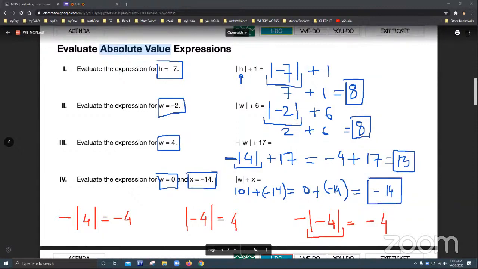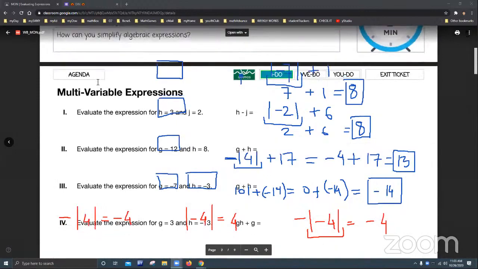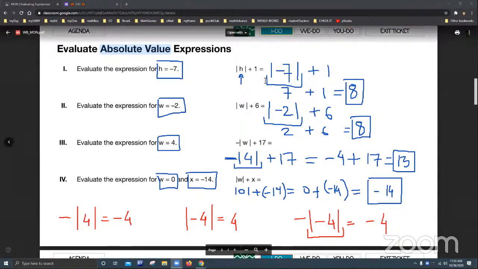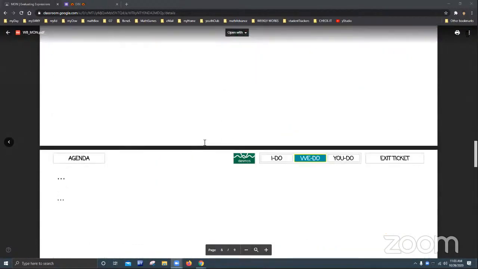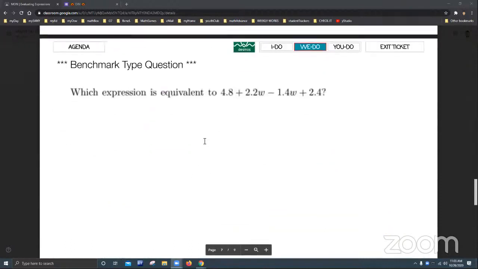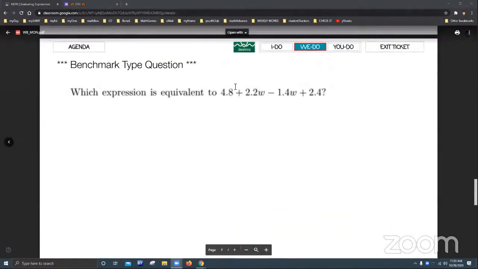So yeah, this is the end of the instruction part. I know we already learned this before, and we just applied it to a different context, which is absolute value expressions. Okay. The last thing I want to do before we start on IXL practices is a benchmark type question. So I picked another one. In this example, it says which expression is equivalent to the given one. So basically it asks what happens if you simplify this.